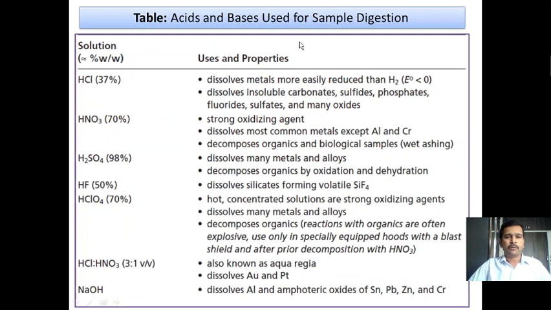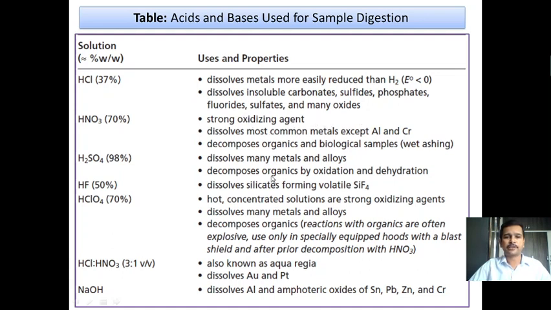I can show you here some acids and bases which are used for sample digestion, because the sample digestion step is the first step. If the sample is not soluble in any solvent, we may have to go for the digestion step. 37% hydrochloric acid will be used to dissolve the metals which are more easily reduced than hydrogen, because they have a reduction potential of less than 0 volts. And this HCl will dissolve insoluble carbonates, sulfides, phosphates, fluorides, sulfates, and many oxides.